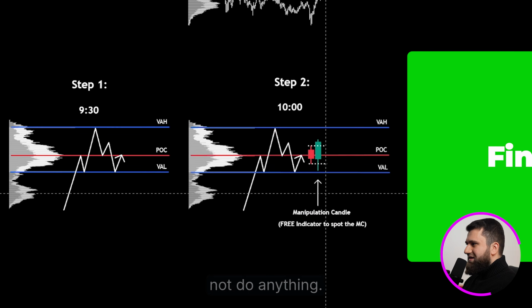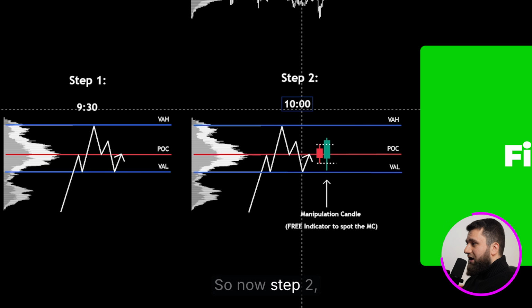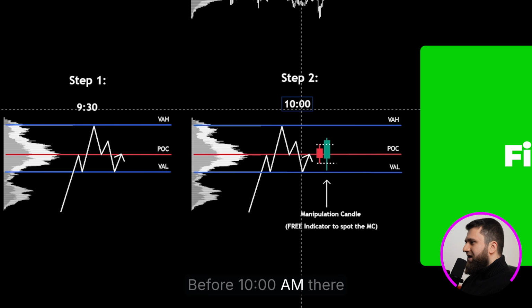So step 2 is to not do anything, and don't worry, I will show you guys how to draw the volume profile correctly in the live market later on. So now step 2, 10 a.m. Why 10 a.m.? Because we will not take any trades before 10 a.m. Before 10 a.m. there can be a lot of noise, you know, there can be a lot of whipsaw price action, lows, highs getting taken out, but we will trade after that.